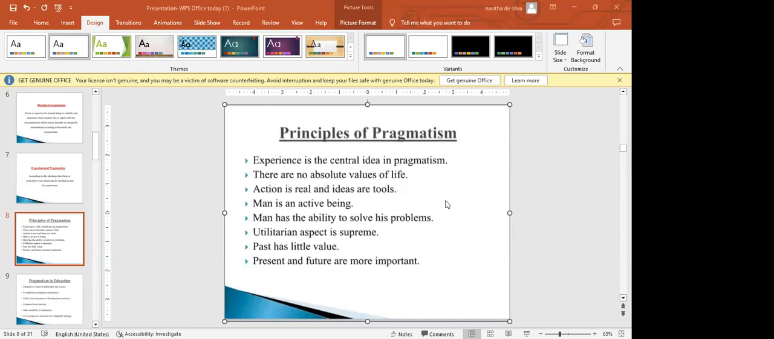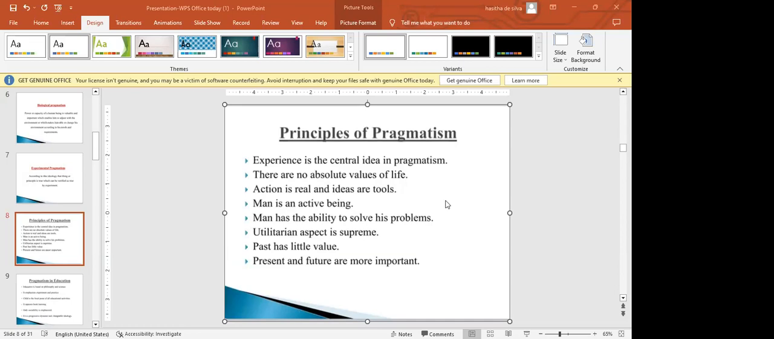The idea that there are no absolute values of life is a philosophical perspective often associated with relativism. It suggests that values and moral judgments are not fixed or universally true, but are instead subjective, depending on individual perspectives, cultural norms, and personal experiences. According to this viewpoint, values are not inherent in the fabric of the universe or dictated by divine authority. Instead, they are constructed by human beings and shaped by various factors such as cultural, historical, and social context.